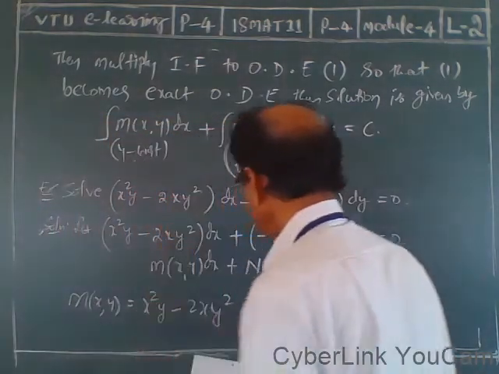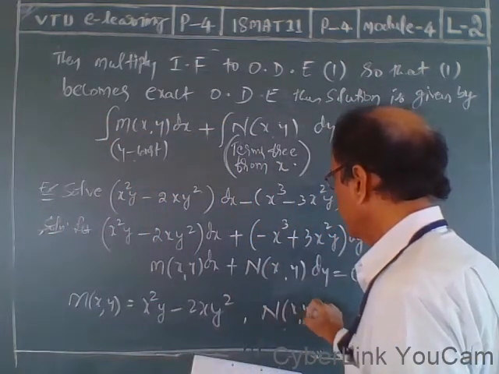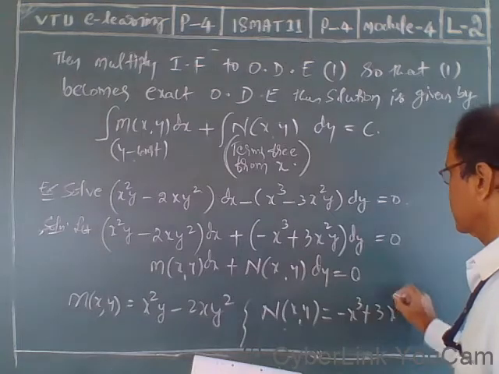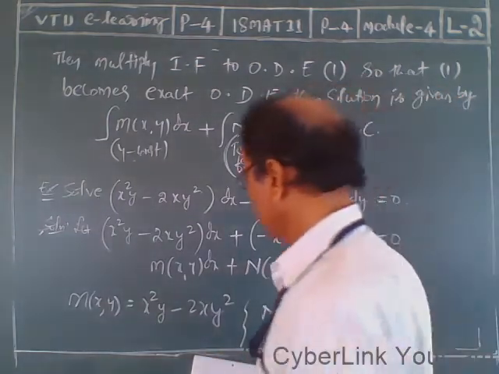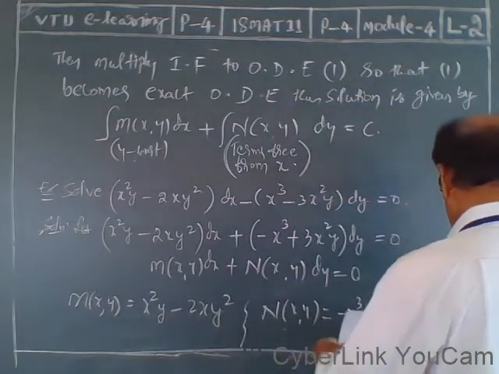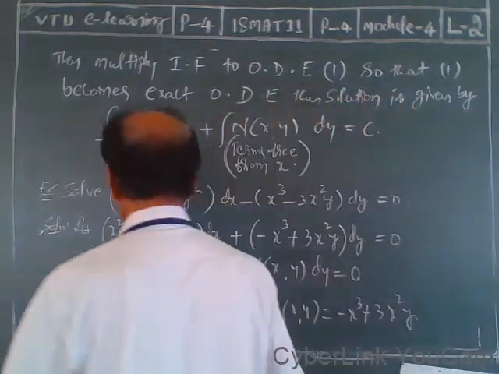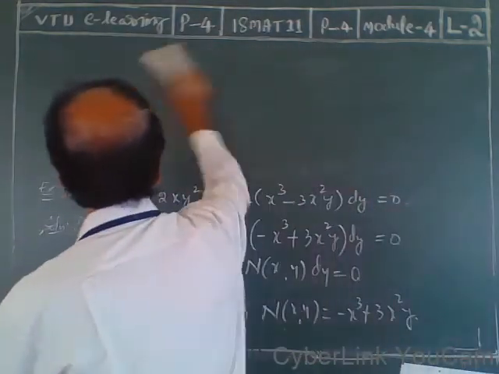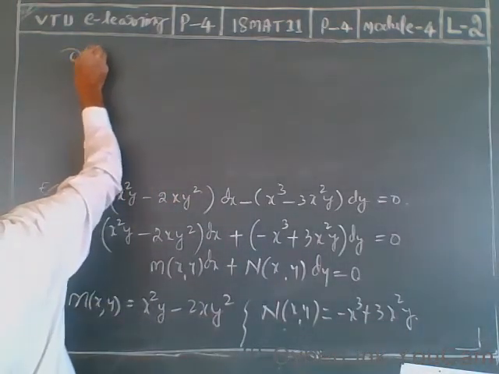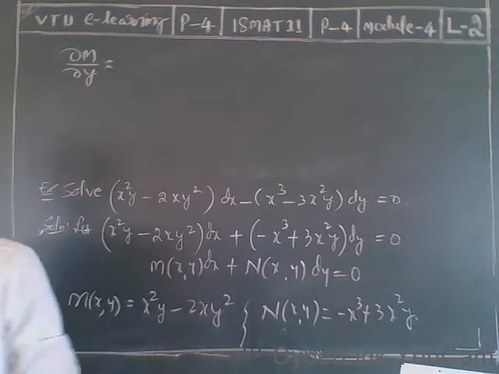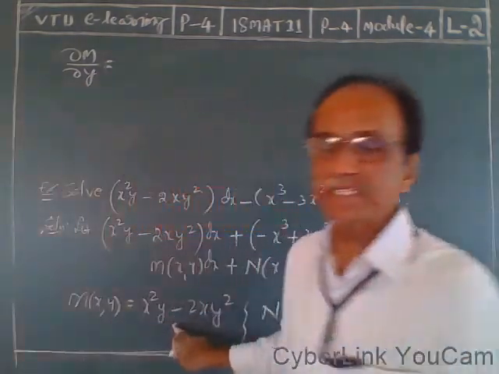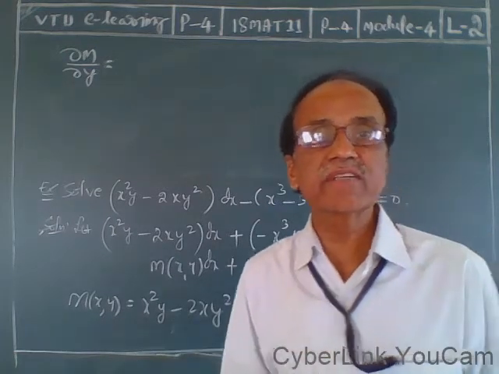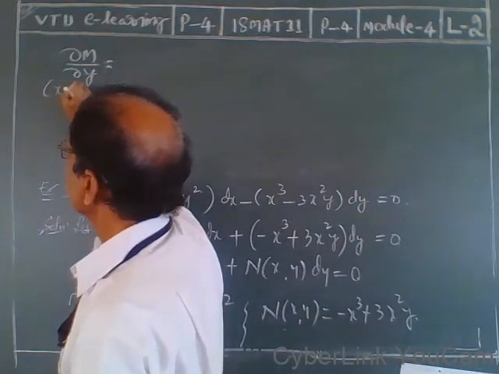Then N(x, y) equals minus x cube plus 3x square y. Then you take the differential for this. That means del M by del y: with respect to y, you have to differentiate M, and you compare it with the value where N is differentiated with respect to x. Here, x is constant.